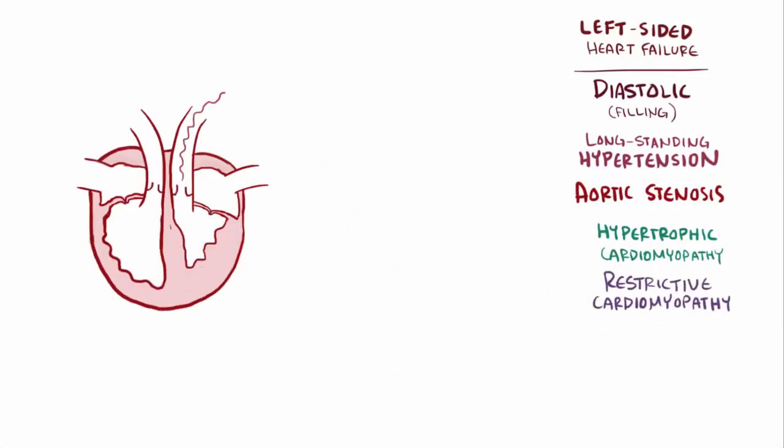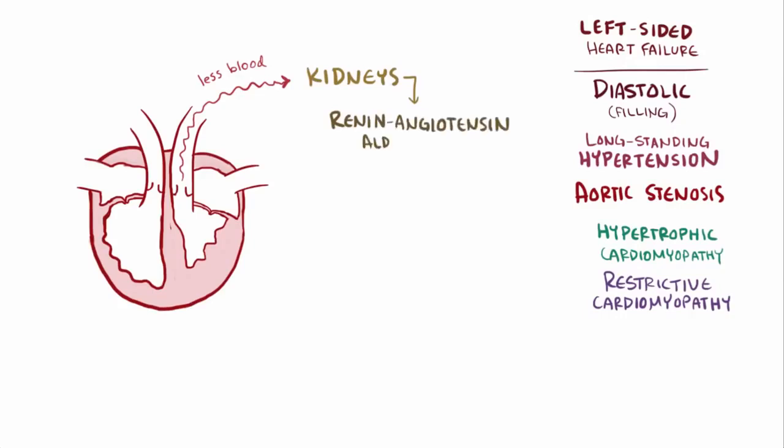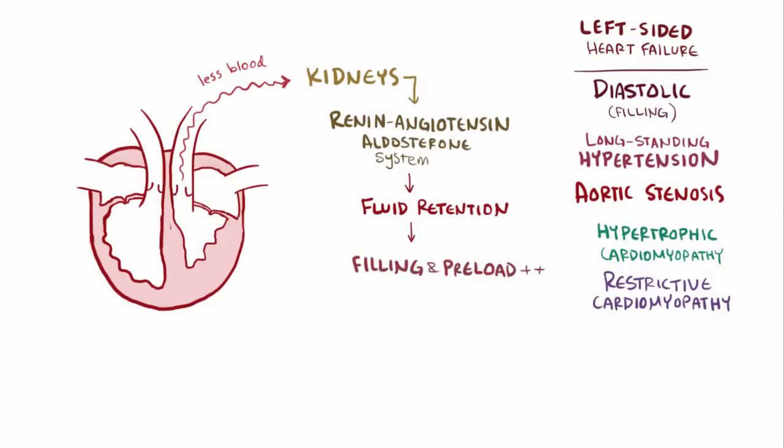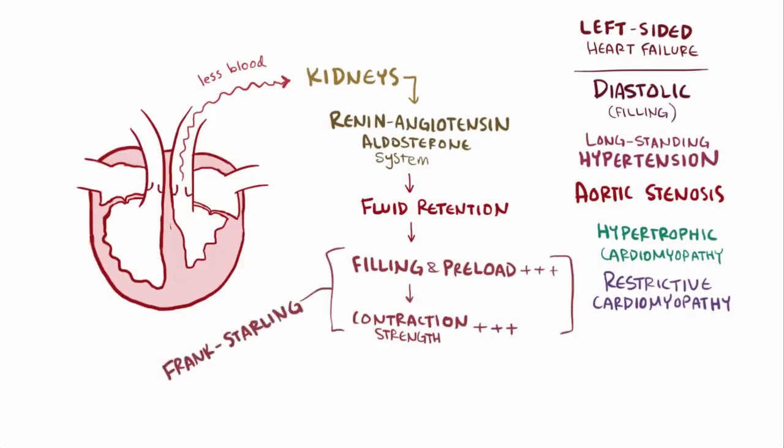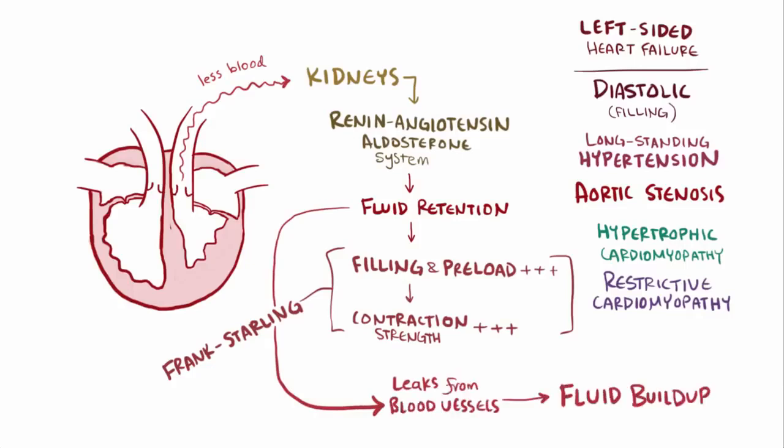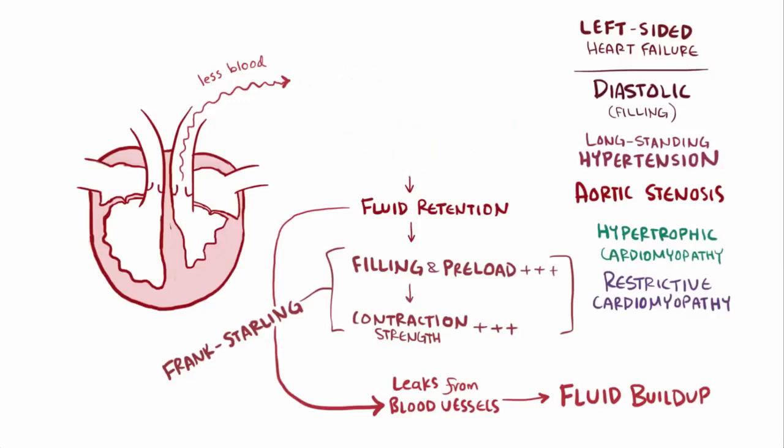When the heart doesn't pump out as much blood, there's decreased blood flow to the kidneys, which activates the renin-angiotensin-aldosterone system, ultimately causing fluid retention, which fills the heart a bit more during diastole and increases preload, which increases contraction strength, again by the Frank-Starling mechanism. Unfortunately, just like the other strategies, in the long term, retaining fluid so that more fluid remains in the blood vessels typically leads to a large portion of it leaking into the tissues and can contribute to fluid buildup in the lungs and other parts of the body, which can worsen the symptoms of heart failure.